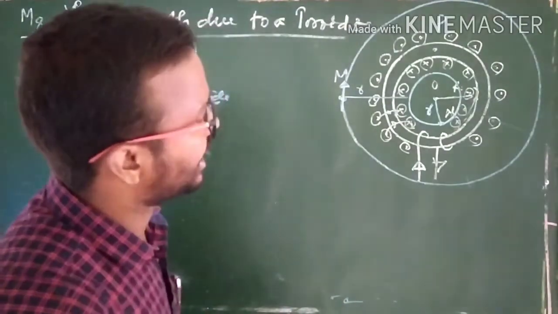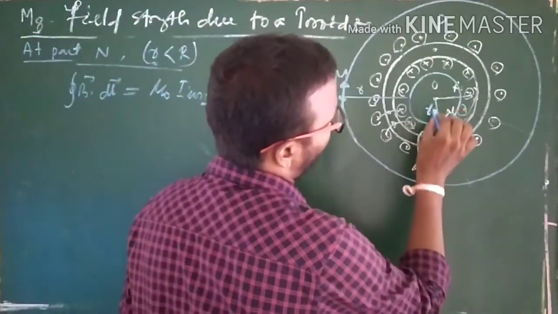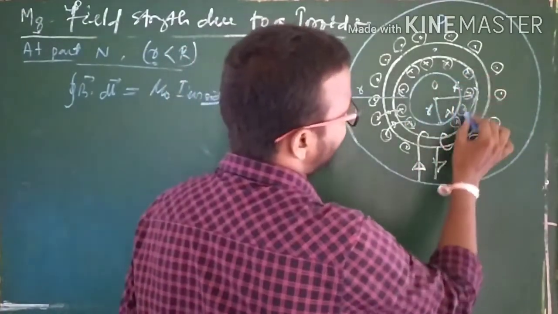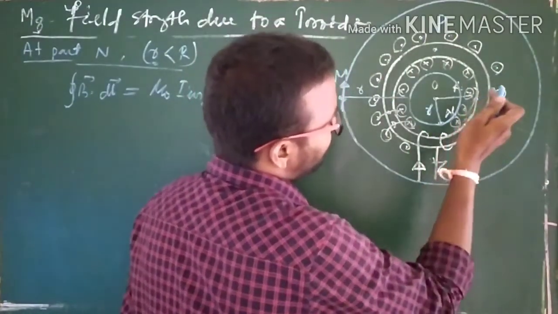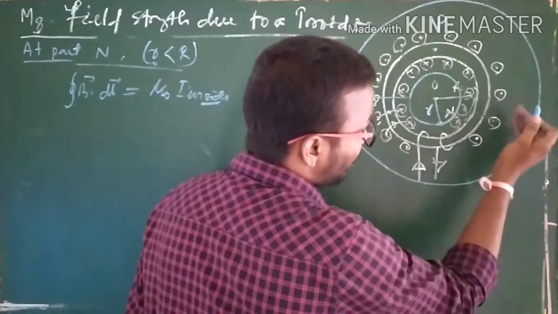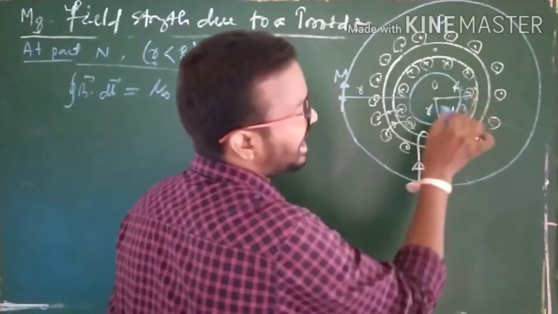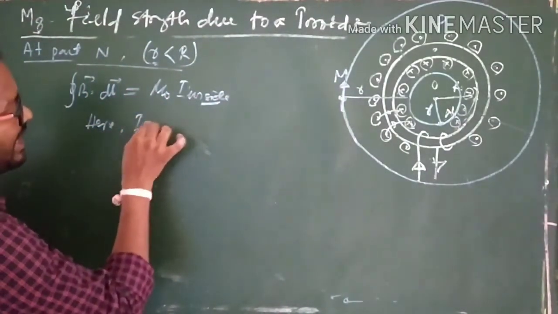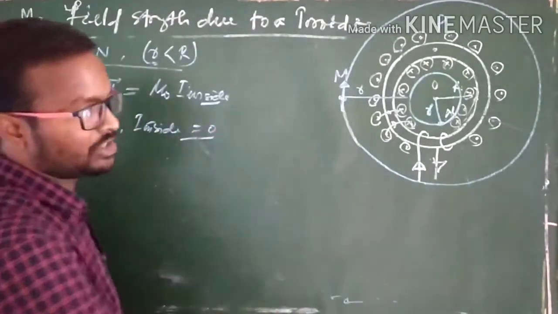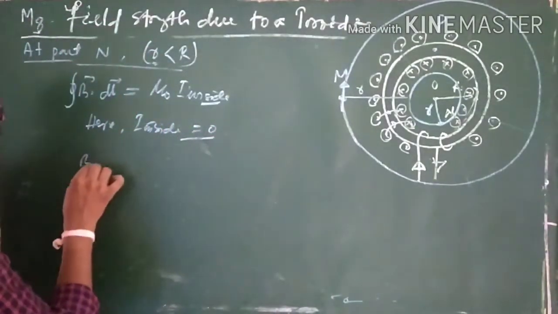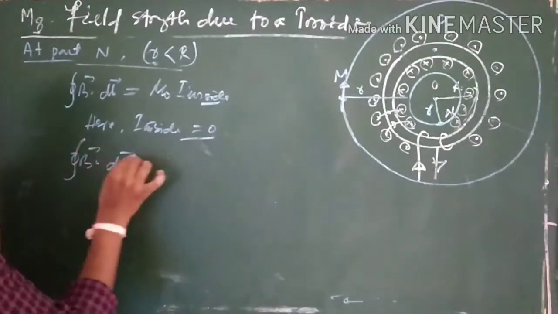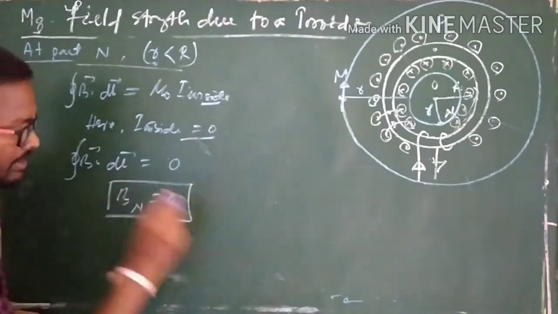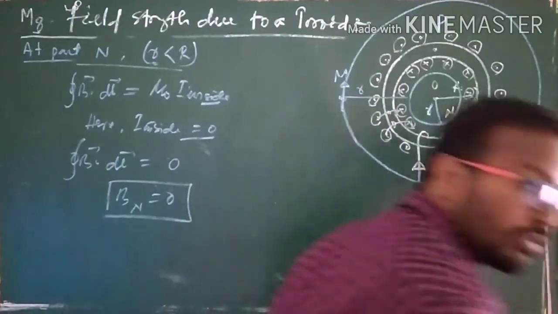That means there is no current within the Amperian loop, because this is an Amperian loop of radius r, and there is no current flowing inward and outward, because the cross and the dot indicate the current which is inward and outward, but these are currents flowing outside the Amperian loop. Inside the Amperian loop, I inside is 0. There is no current inside the Amperian loop. So the above relation can be written as the closed integral of B dot dl equal to 0. That is, B at point N equals 0. That means the magnetic field strength at point N equals 0.